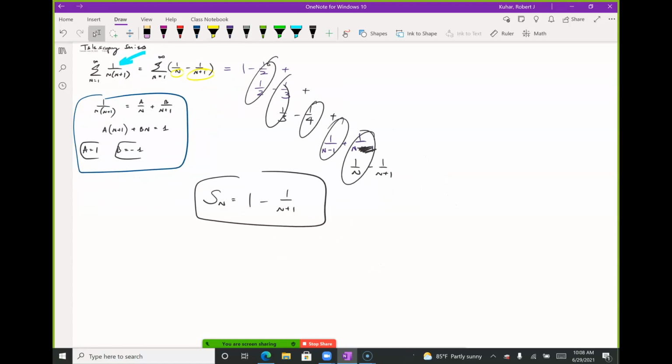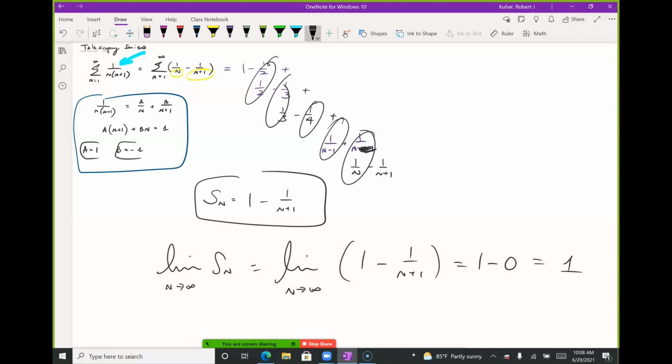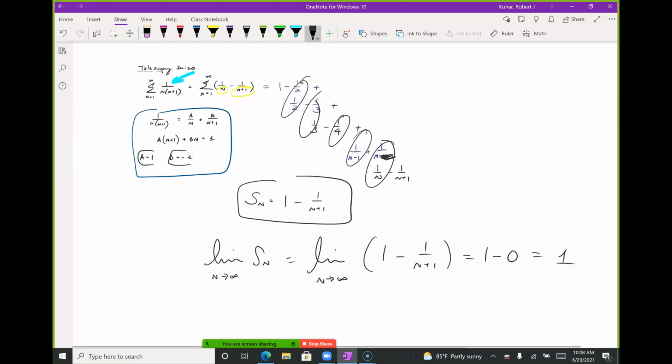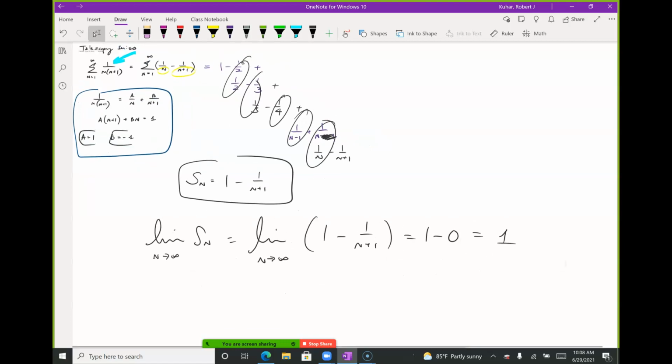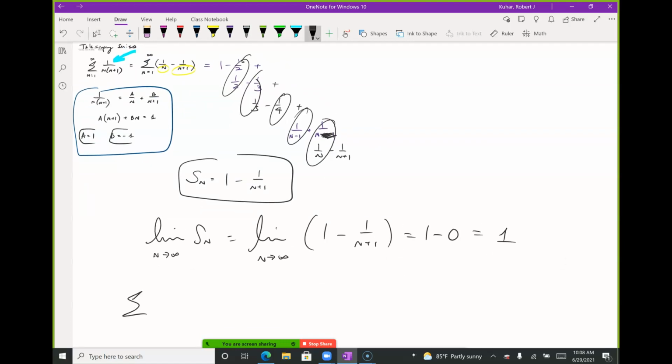And so what is this limit? What is the limit as n goes to infinity of S sub n? It's the limit as n goes to infinity of 1 minus 1 over n plus 1, which of course is 1 minus 0, which is 1. 1 over n plus 1 goes to 0. And so there I have it. So I know now the series from n equals 1 to infinity of 1 over n times n plus 1 is equal to 1.